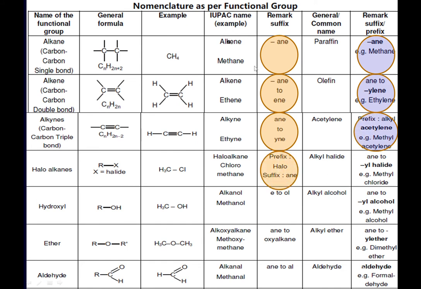In case of halogenated alkanes, the halogen is taken as a prefix and so it becomes haloalkanes, for example chloromethane. But in case of the common name, it is called alkyl halide, so methyl chloride, where it becomes a suffix. In case of the hydroxyl group as the main functional group, or alcohols, alkane becomes alkanol, or methanol, e becomes ol, but here it is suffixed as alkyl alcohol, so methyl alcohol. In case of ether, it gets a prefix and becomes alkoxyalkane, so methoxymethane. But here it gets a suffix in the common name and becomes alkyl ether, so dimethyl ether.